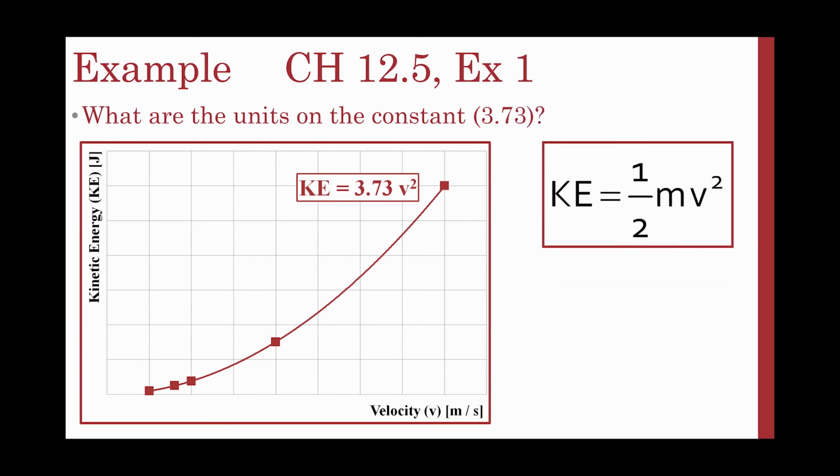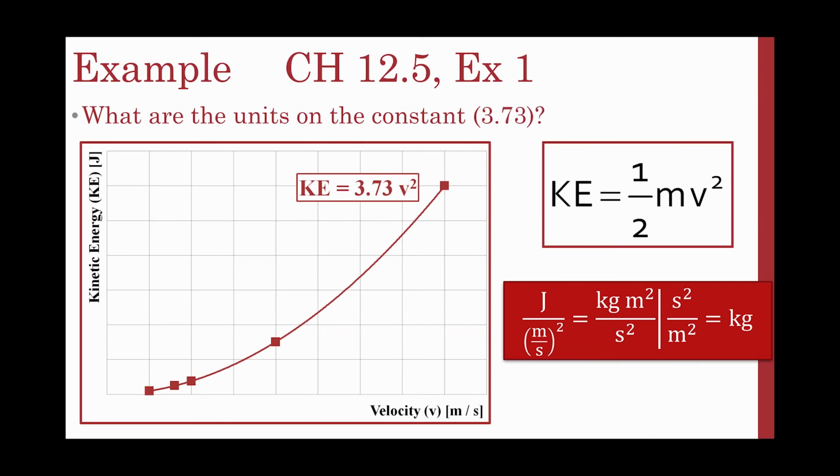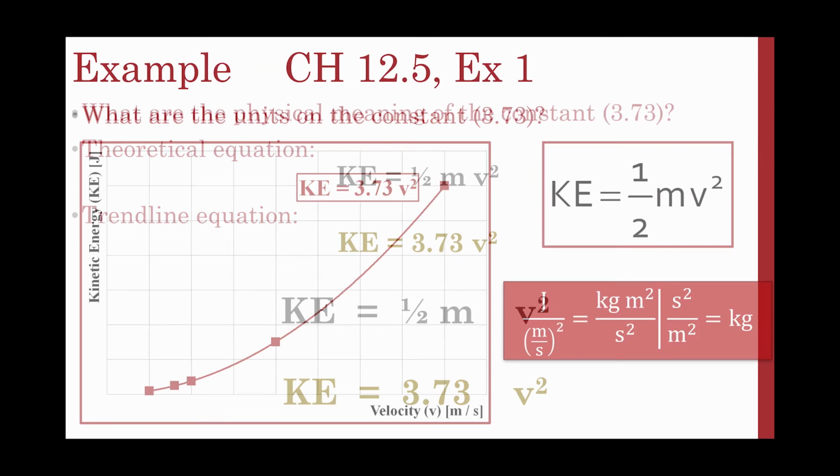If we're trying to find the units of the constant 3.73, we'll compare our two equations. We need kinetic energy on the one side, which is in joules. So if we solve the equation for 3.73, we'd have kinetic energy per velocity squared. So we would have joules per meter squared per second squared, which is a kilogram meter squared per second squared, times a second squared per meter squared. If you keep canceling out your units, you're going to get kilograms, which by comparison should make sense since the 1/2 m is what we'll be comparing, and m has units of kilograms.